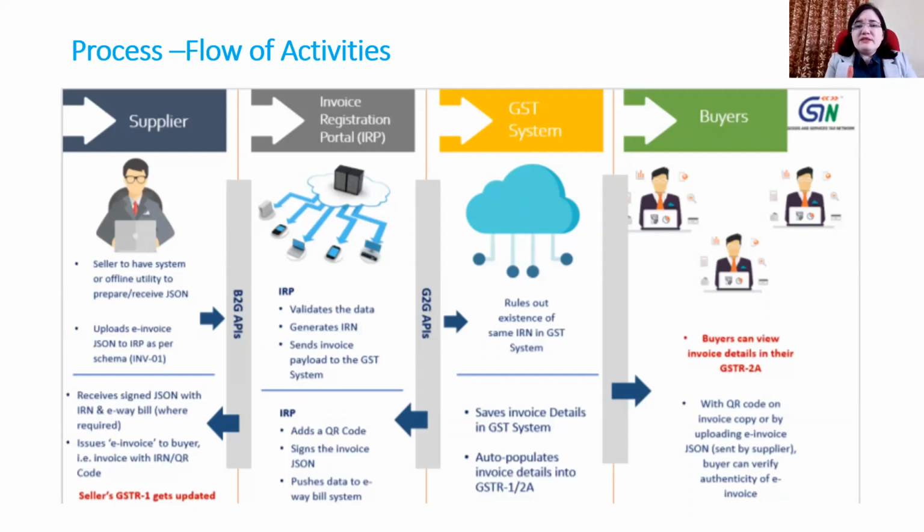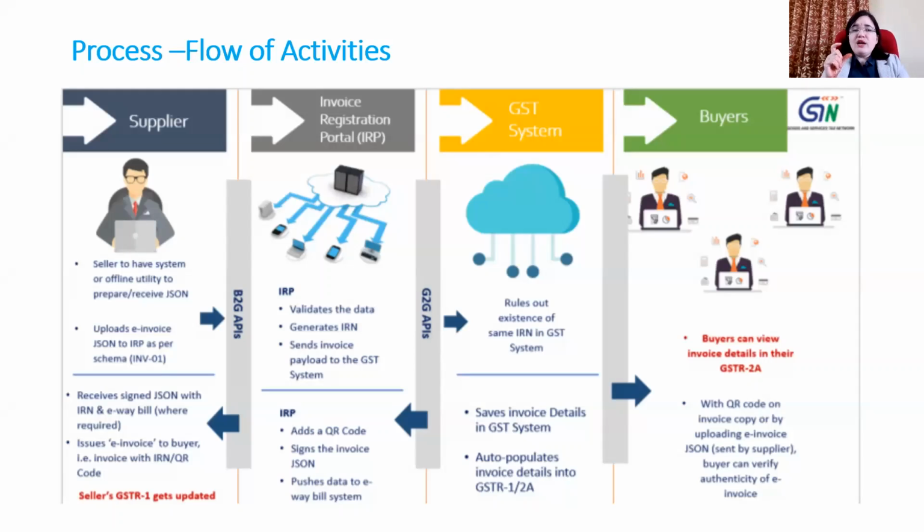Then from the GST system that goes to the buyer. Once the data is auto-populated in the GSTR1, it is also auto-populated in the GSTR2A of the buyer. So whatever your supplier, your vendor, uploads, you will get the 2A in real time, whatever the invoice is uploaded.